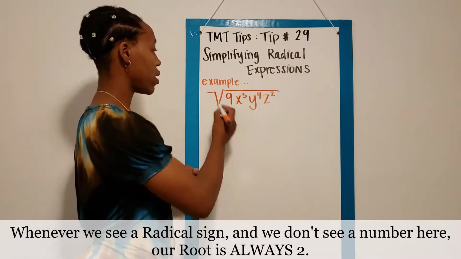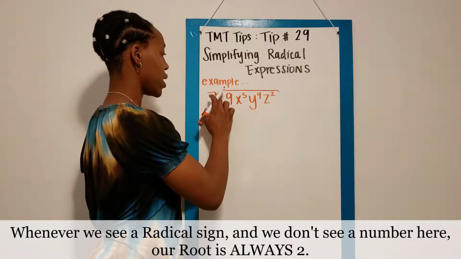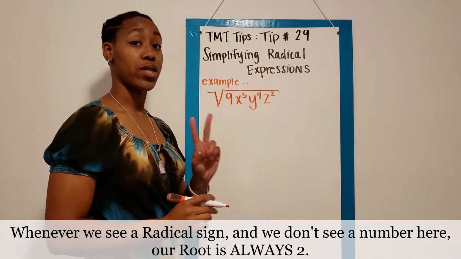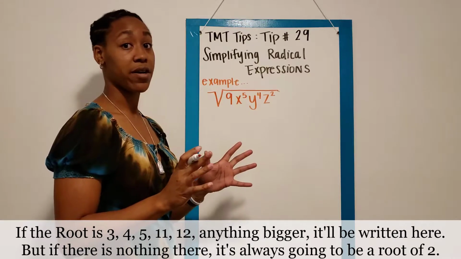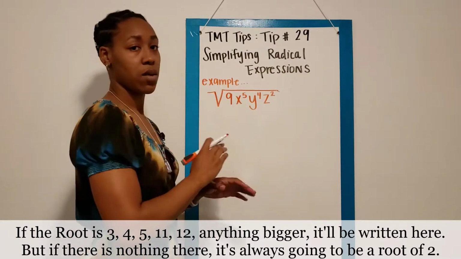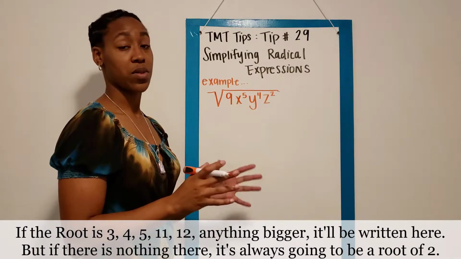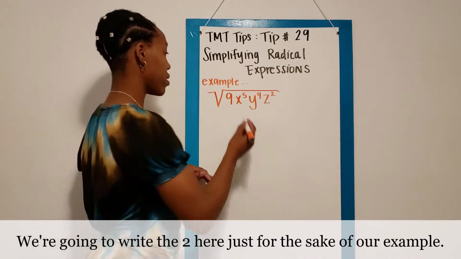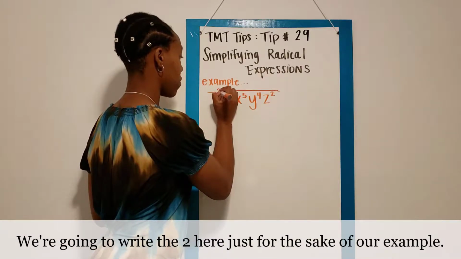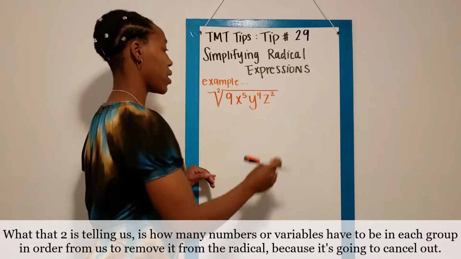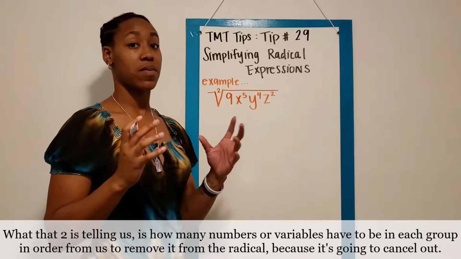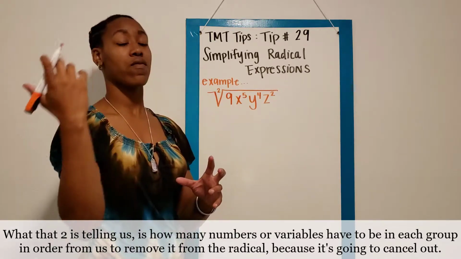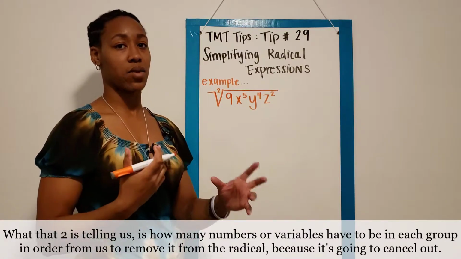So whenever we see a radical sign and we don't see a number here, our root is always 2. If it's 3, 4, 5, 11, 12, anything bigger, it'll always be written here. But if there's nothing there, it's always going to be a root of 2. So we're going to write the 2 here just for the sake of our example. And what that 2 is telling us is how many numbers or variables have to be in each group in order for us to remove it from the radical, because it's going to cancel out.